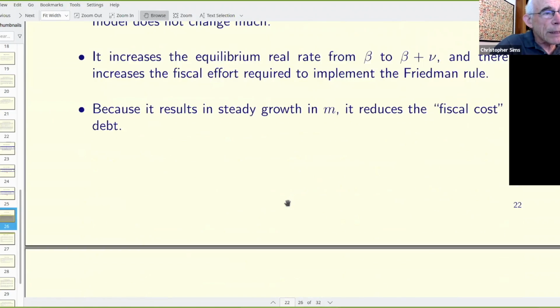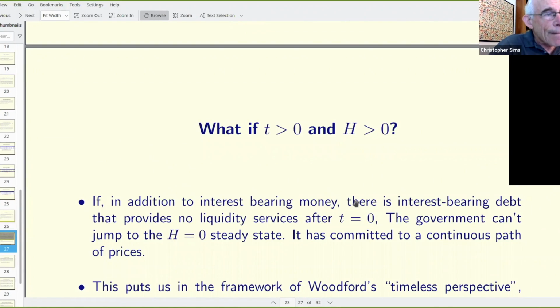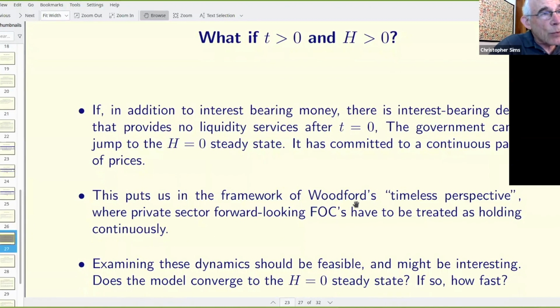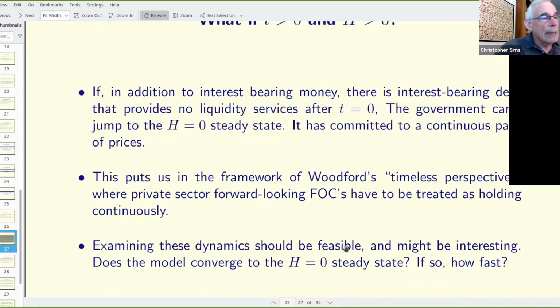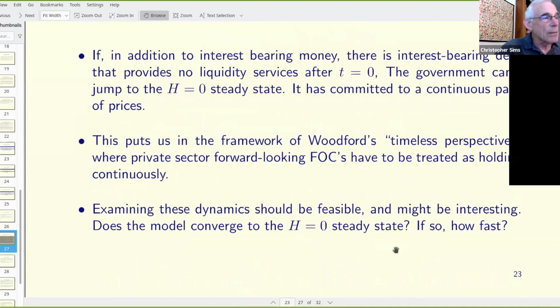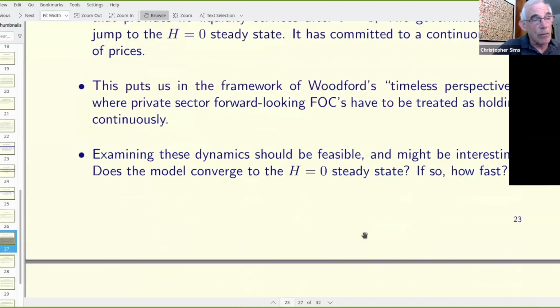And I'll skip over technological progress. You can ask, what if at time 0 you don't actually inflate away the H, so you have some government debt that doesn't provide liquidity services? You can think of it as being that at time 0 the government feels it's committed to not inflating, not creating a jump in the price level, but to keeping a continuous path of prices. That puts us in the framework of Woodford's timeless perspective, where private sector forward-looking first-order conditions have to be treated as holding continuously. I haven't actually examined what happens in this case, and it might be interesting to see if it converges to H equals 0 over time.